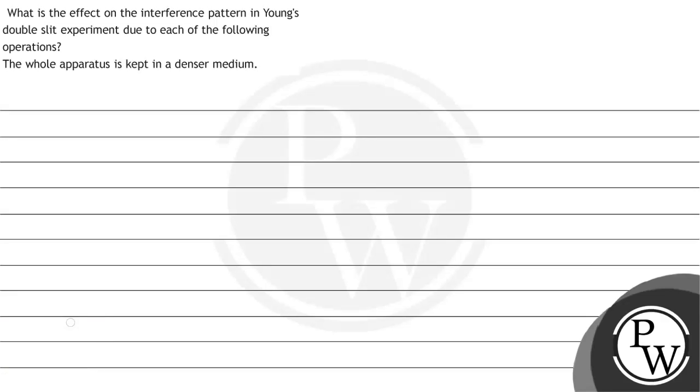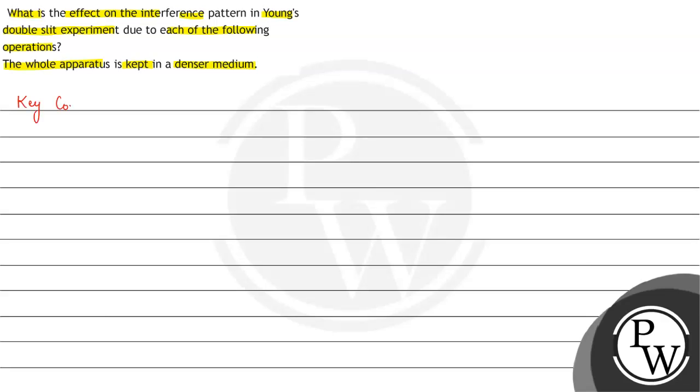So the question says, what is the effect on the interference pattern in Young's double slit experiment due to each of the following operations? The operation is: the whole apparatus is kept in a denser medium. To understand the question, we must first revise the key concept behind Young's double slit experiment.